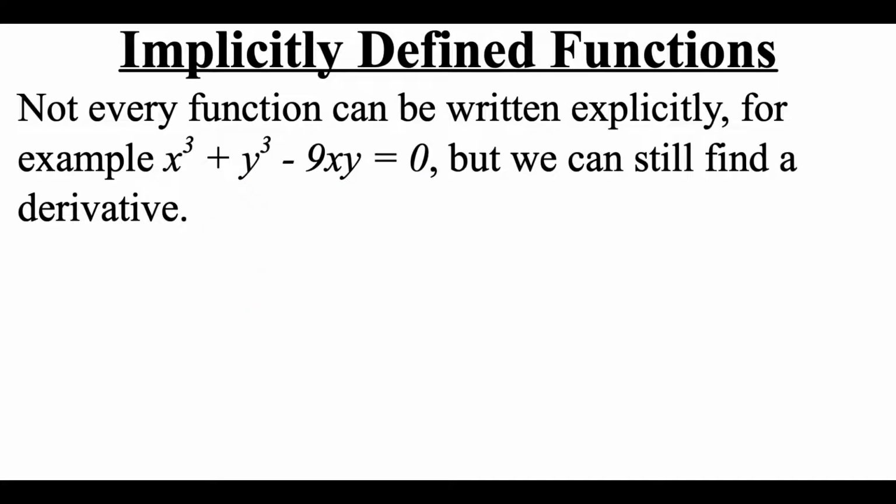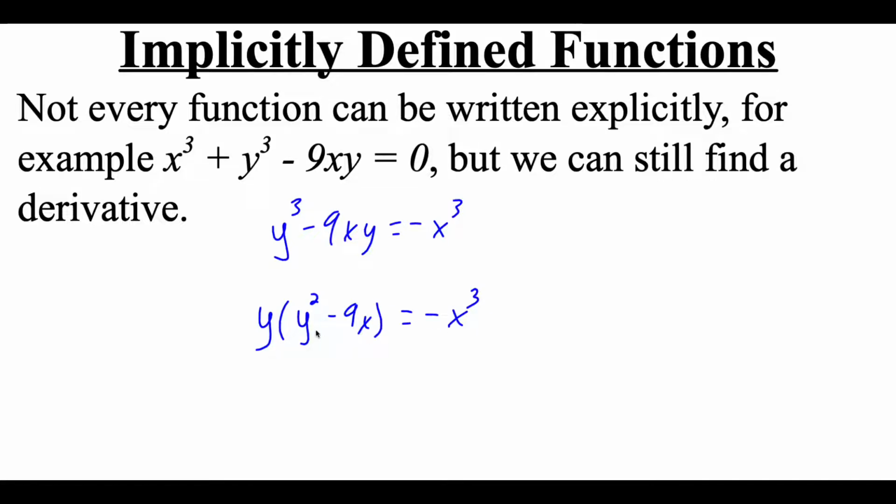Now, like we mentioned before, not every function can be written explicitly. So if we were looking at the function x cubed plus y cubed minus 9xy equals 0, we could try to solve to get y all by itself. I could subtract that x cubed over to the right-hand side, so then I would have y cubed minus 9xy equals negative x cubed. I could try to take out a GCF of y, but then I would still have stuff with y in it on the inside. So there's really no way for me to isolate y and get y all by itself. But even if you're not able to rewrite a function explicitly, you still can find a derivative using implicit differentiation.